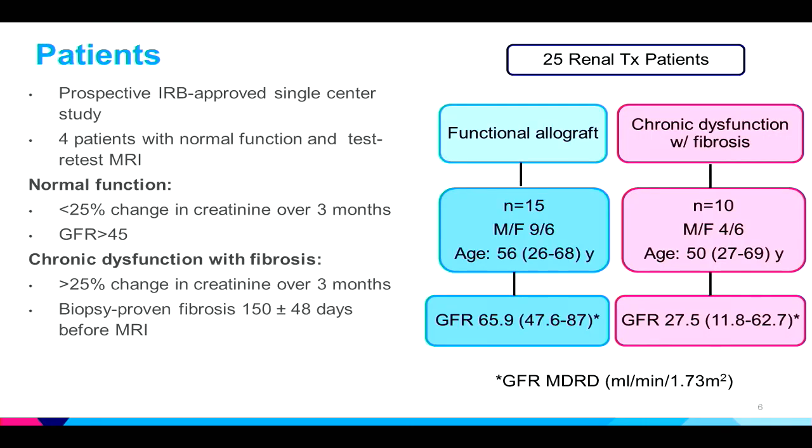This was a prospective study. We enrolled 25 patients, 15 with functional allografts and 10 with chronic dysfunction and fibrosis. 4 patients also underwent repeat visits, test-retest MRI. Normal function was defined as less than 25% change in creatinine over 3 months and the GFR over 45 milliliters per minute. Patients with more than 25% change in creatinine were considered to have chronic dysfunction, and in this cohort, all had biopsy-proven fibrosis, with biopsy performed within 3 months of MRI.